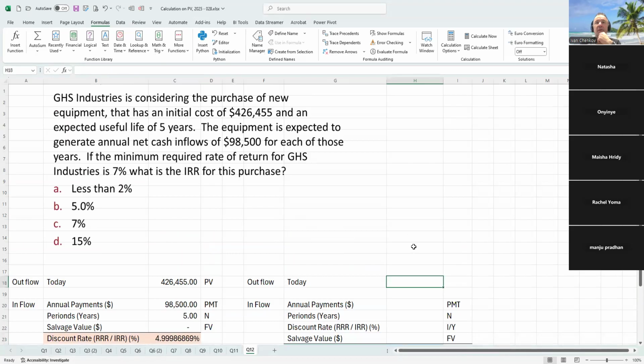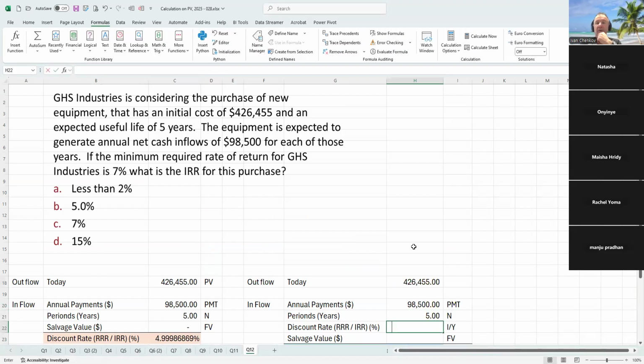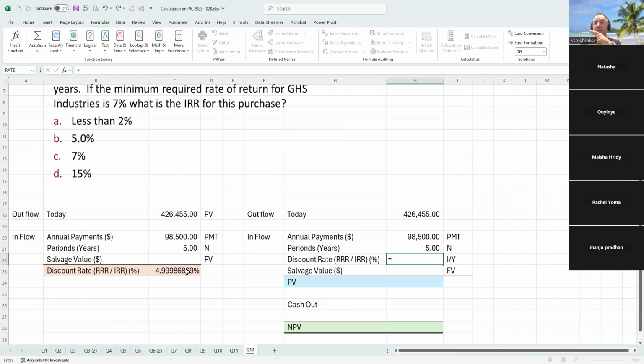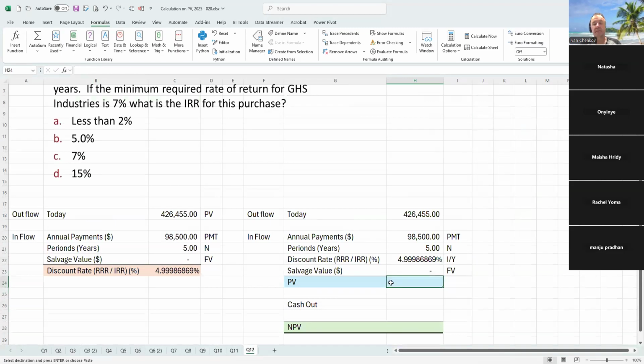The rationale here is if today we spend 426,455, and we're getting payments of 98,500 with the period being 5, and my discount rate is equal to the internal rate of return which I just calculated, the question is, will my present value be equal to 0? That's what I'm chasing here. Copy this and paste it here. And obviously my net present value is 0.